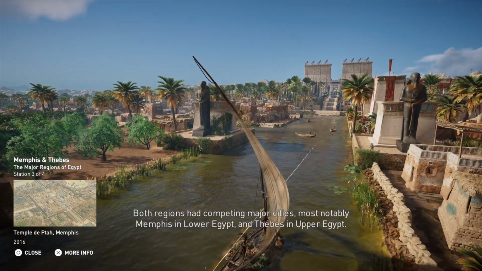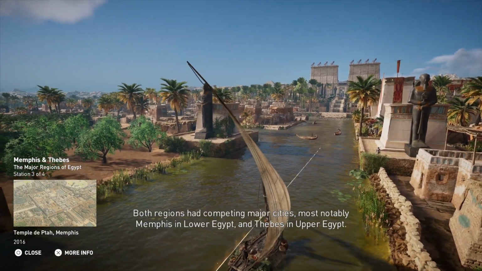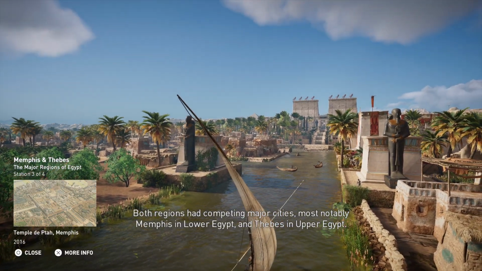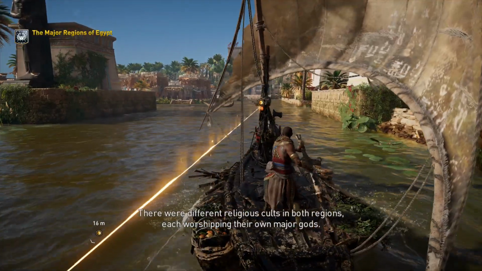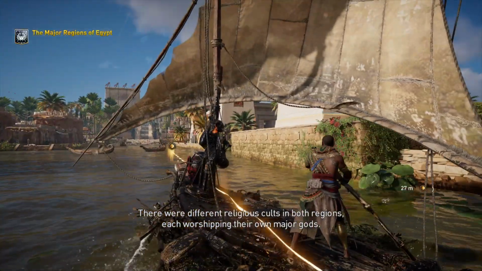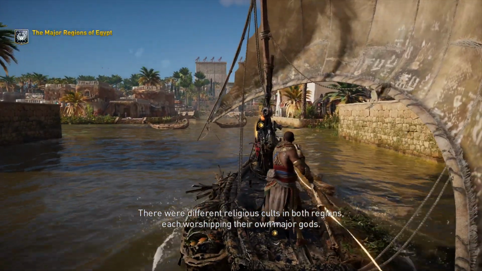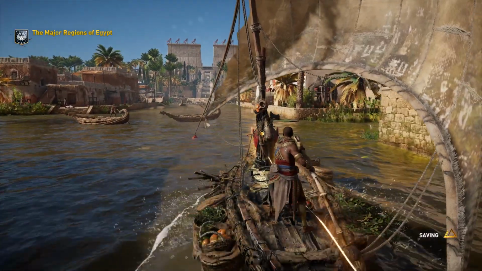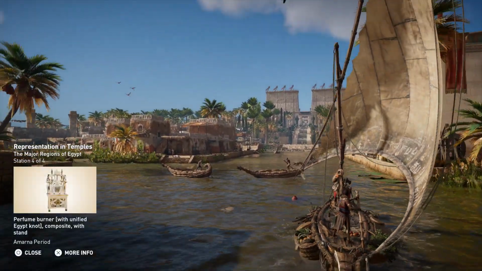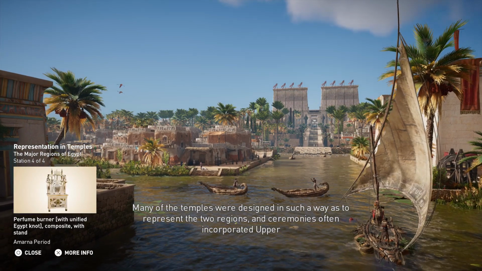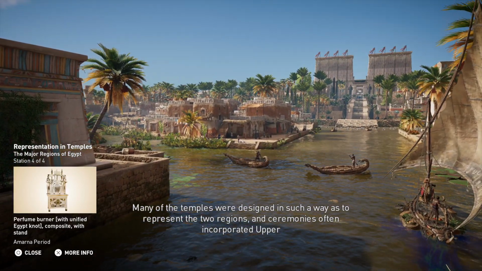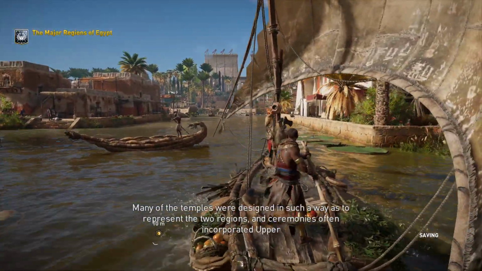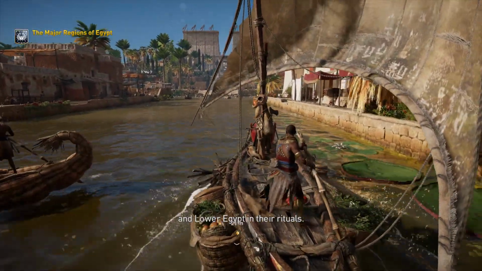Both regions had competing major cities, most notably Memphis in Lower Egypt and Thebes in Upper Egypt. There were different religious cults in both regions, each worshipping their own major gods. Many of the temples were designed in such a way as to represent the two regions, and ceremonies often incorporated Upper and Lower Egypt in their rituals.